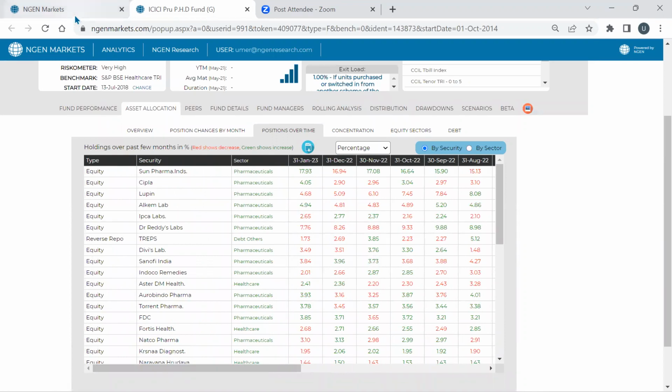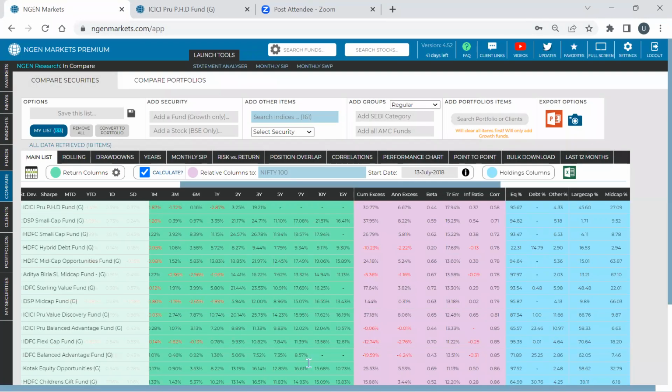There's another question saying number of securities that each fund holds in the compare of the fund section. Okay, so number of securities is something that was requested, and that's in the pipeline.